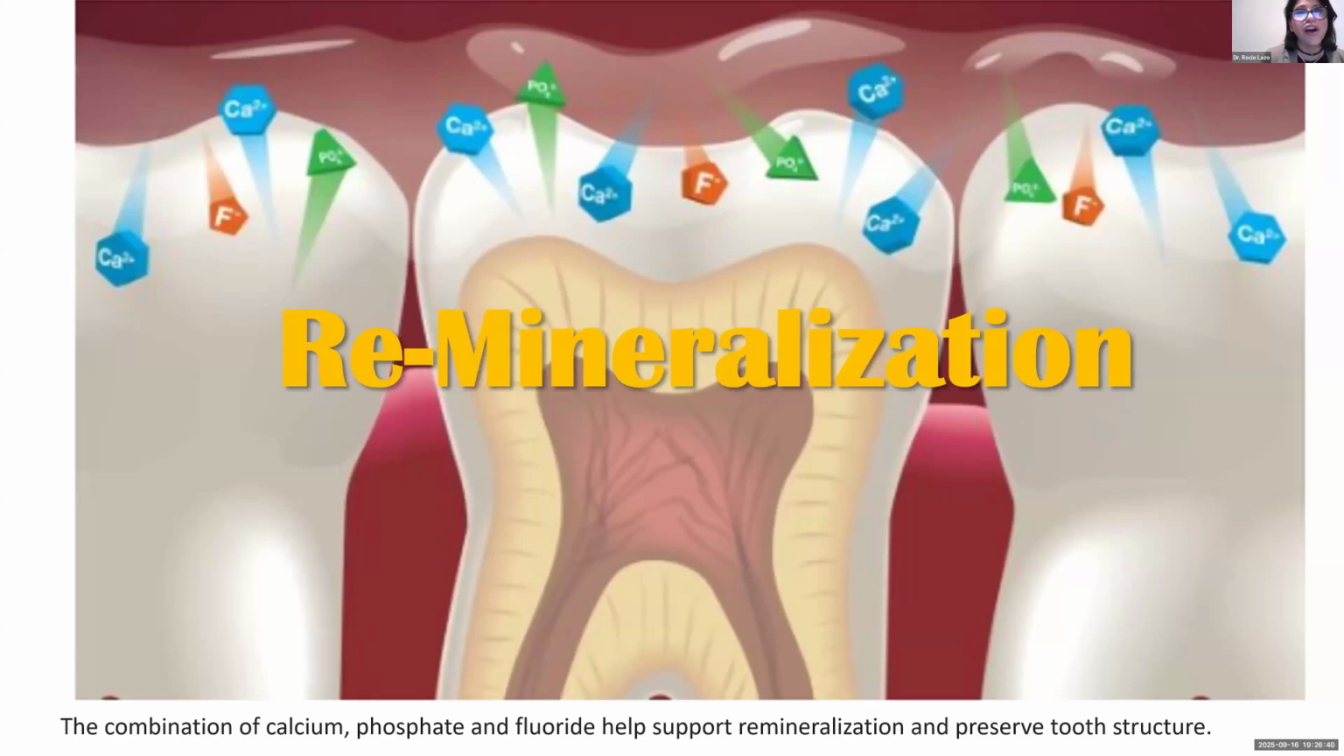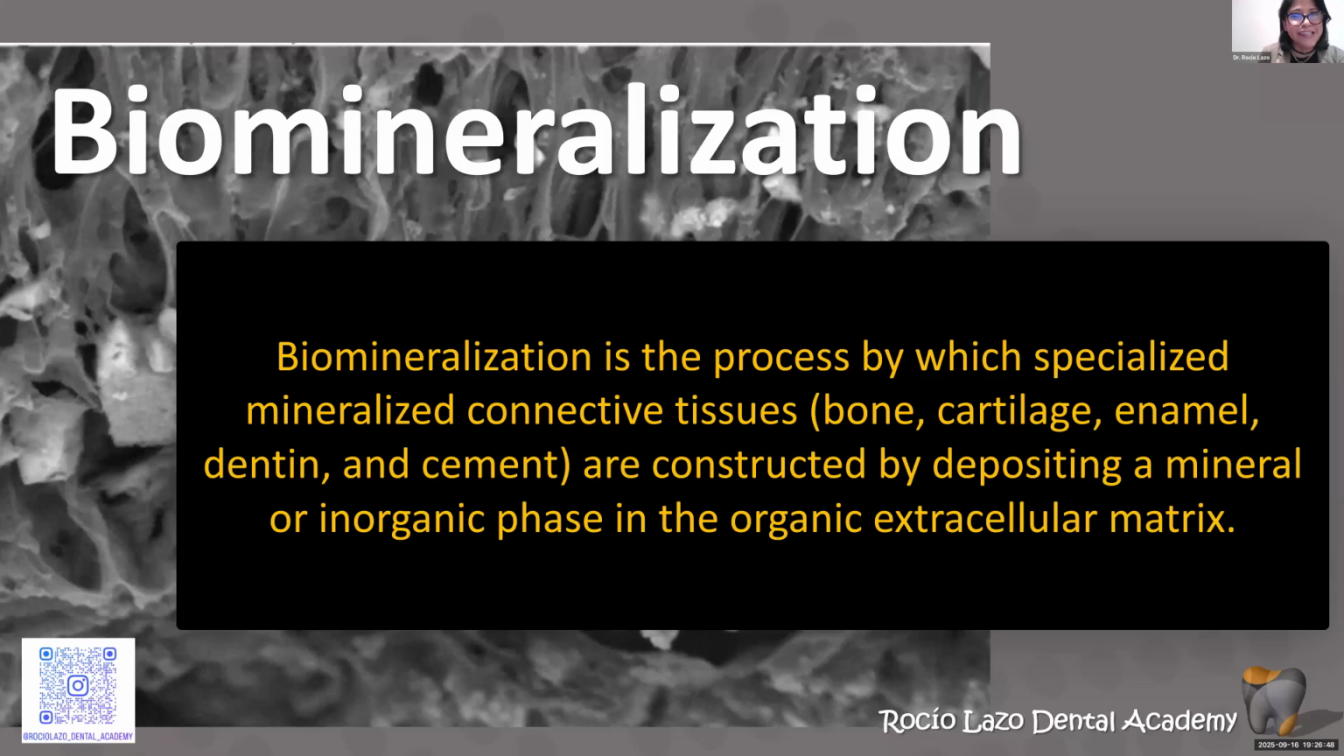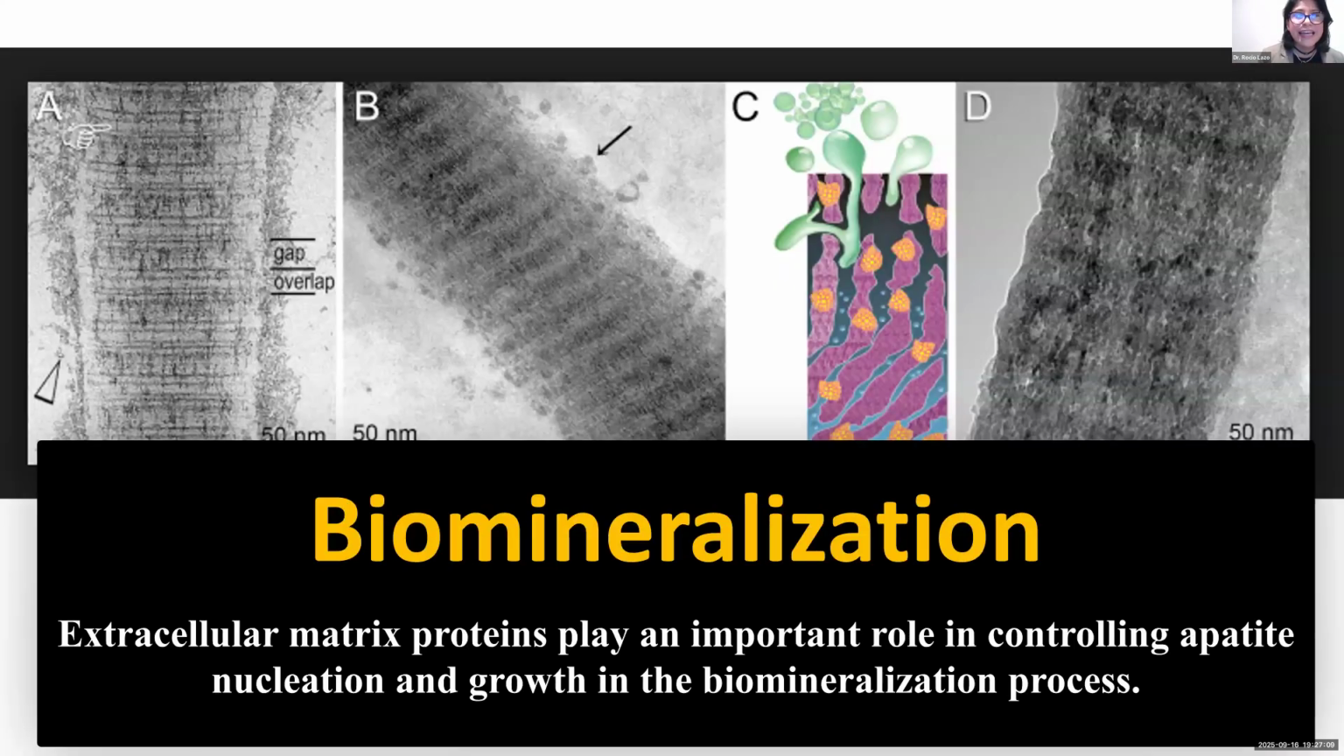Remineralization is the interaction of ions. For example, interaction of fluoride, calcium, and sulfate is remineralization. But biomineralization is different. Biomineralization is the interaction of ions with an organic matrix. Biomineralization is the same as what happens in development, for example, enamel, dentin, bone, these tissues that are rich in minerals, okay, and necessarily have an organic matrix, okay?